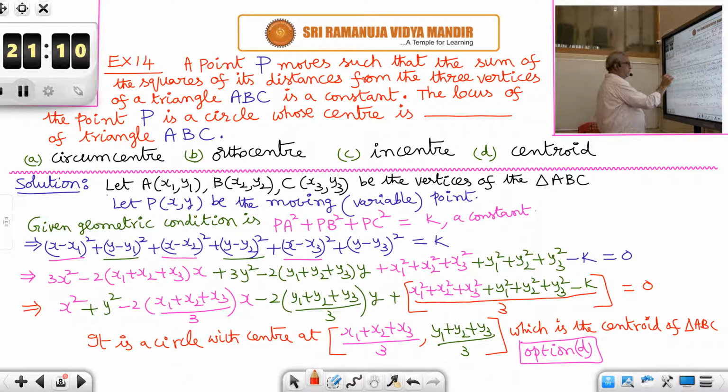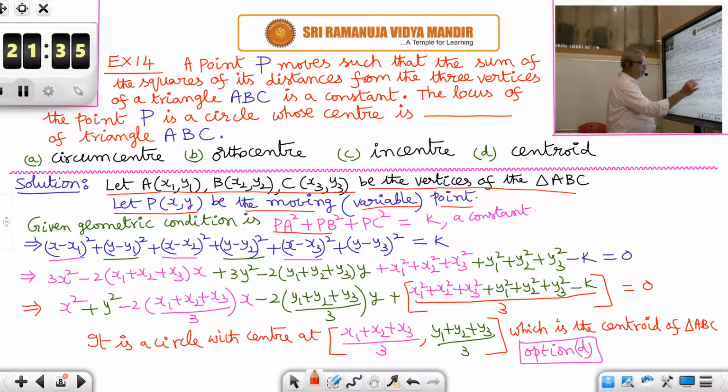Let us start like this. Let A(x1, y1), B(x2, y2), C(x3, y3) be the vertices of the triangle ABC. Let P(x, y) be the moving or variable point on the locus. P is moving, ABC are fixed. But what is the geometric condition? The sum of the squares of its distances from the three vertices. That means PA square plus PB square plus PC square is always a constant, say K.